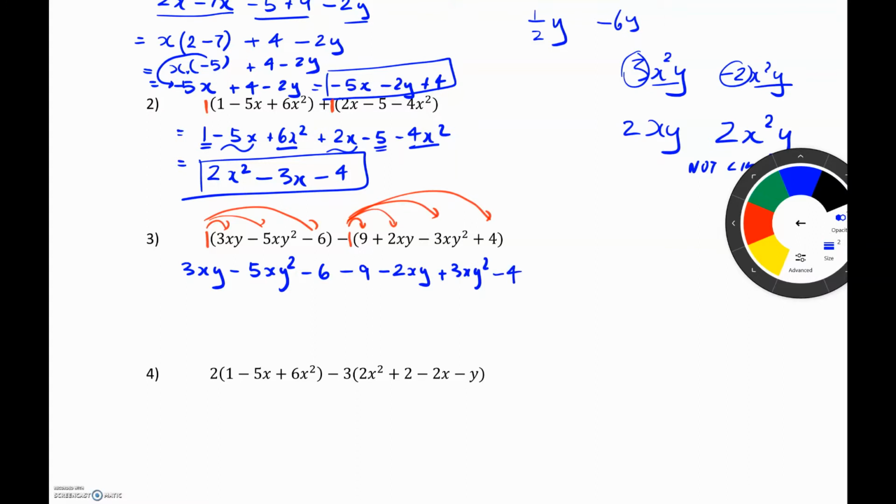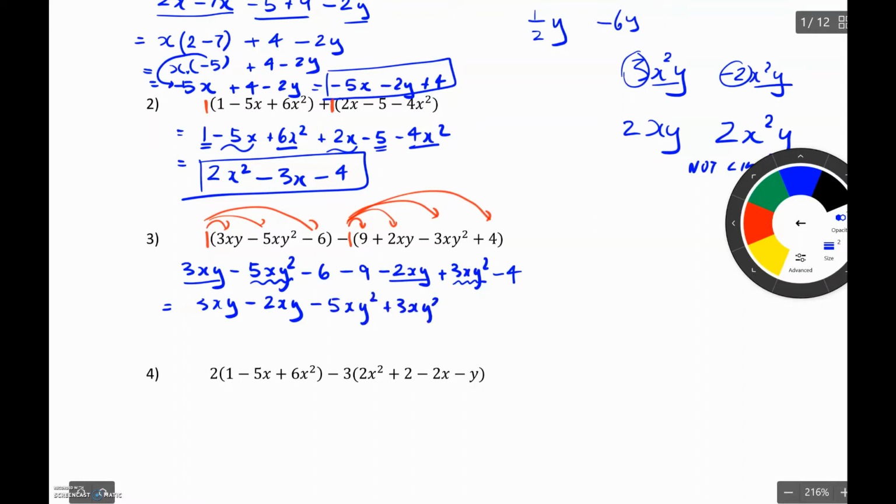Now let's combine the like terms. So what are the like terms here? We have 3xy along with negative 2xy, which is going to give us, well, let's write that down, 3xy minus 2xy. So that's those two terms. Then we have 5xy squared. We also have a 3xy squared, which are like terms. Negative 5xy squared plus 3xy squared.